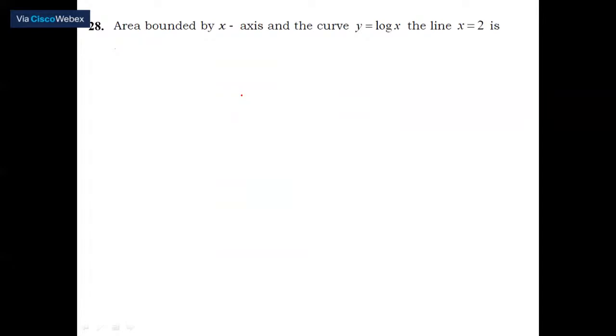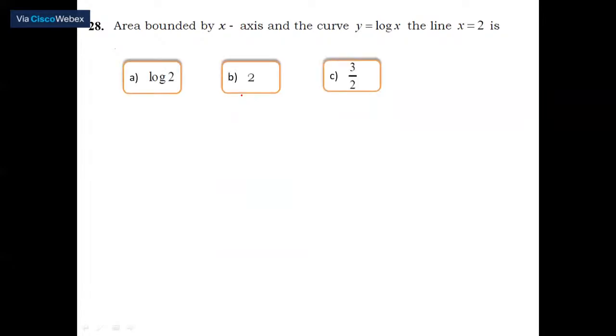Area bounded by the x-axis and the curve y is equal to log x, and also the line x is equal to 2. So in this case, our required area is bounded by the x-axis, the curve log x, and the line x is equal to 2. The options are log 2, 2, 3 by 2, and 2 log 2 minus 1.